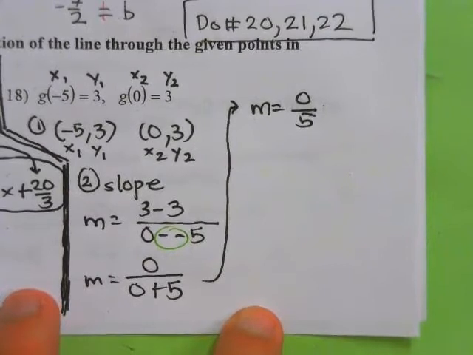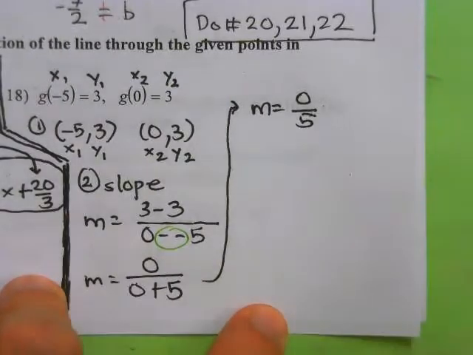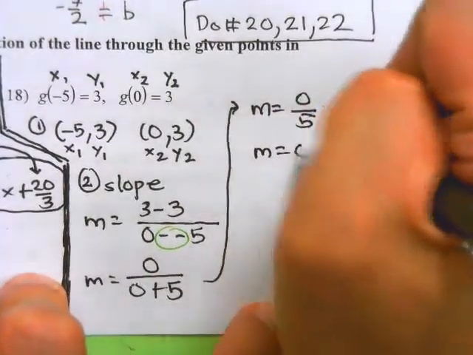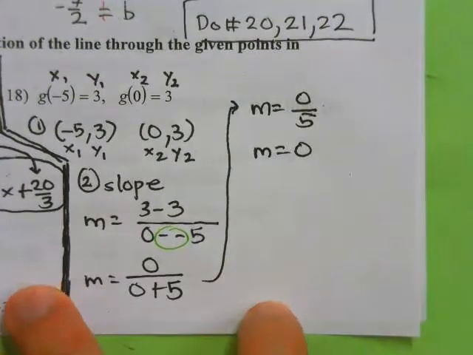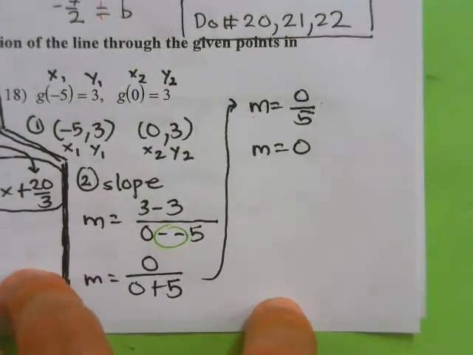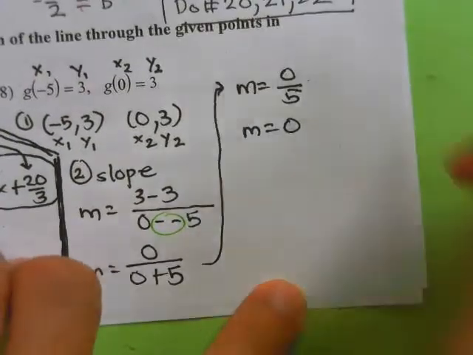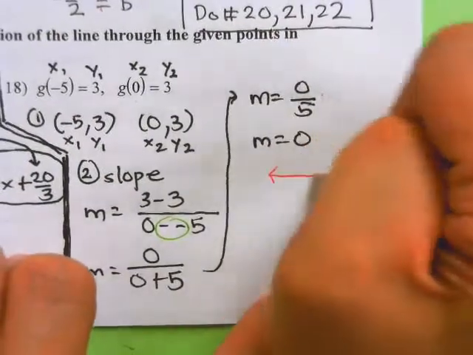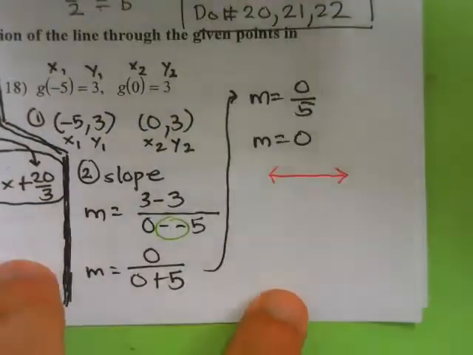Students, what is 0 divided by 5? Or 0 divided by anything? 0. This is the 0. Special case number 1. If we have a slope of 0, what is that line looking like? Is that a vertical line or is that a horizontal line? It's going to be a horizontal line. So I'm just going to make a horizontal line like this.